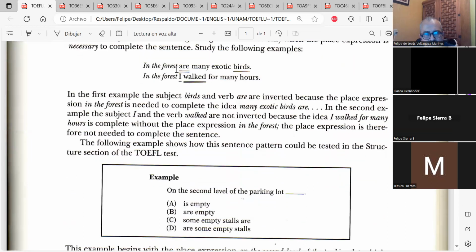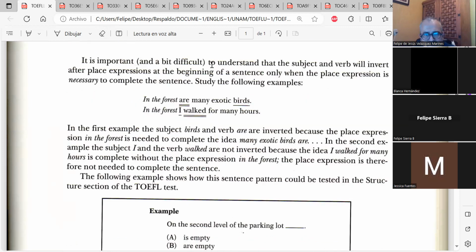In the forest are many exotic birds. In the forest, comma, I walked for many hours. Because you cannot say "in the forest walked I for many hours." It is important and a bit difficult to understand that the subject and verb will invert after a place expression at the beginning of a sentence only when the place expression is necessary to complete the sentence. In the forest are many exotic birds. In the forest I walk. If it is relevant, they would say, no?